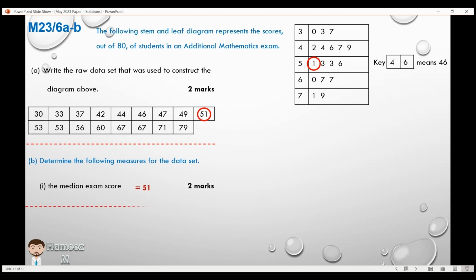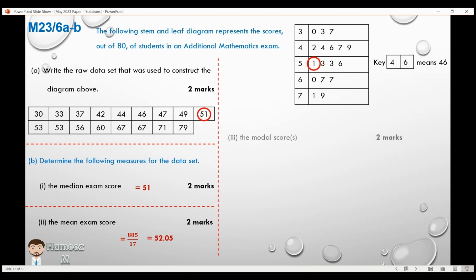As we move on to the second part, find the mean exam score. To find the mean of these numbers, we need to add up all the numbers, which will give us 885, and divide it by the amount of numbers, which is 17. So 885 divided by 17 is 52.05.